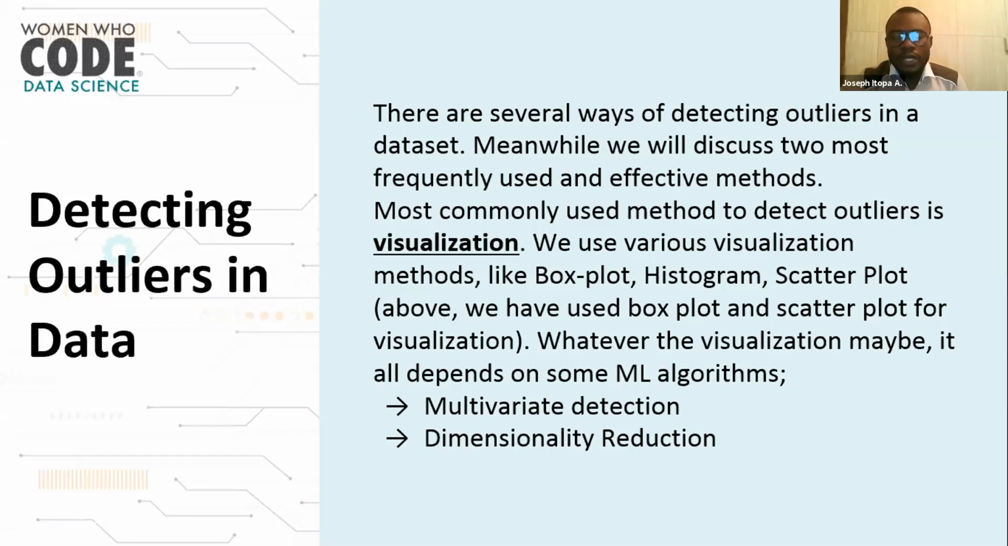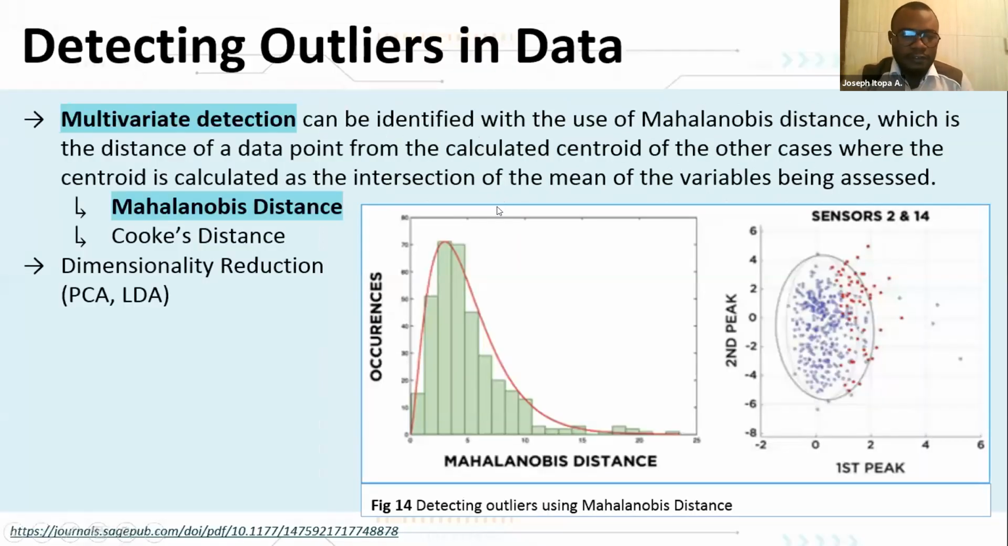But then we can take it further. We can decide to use multivariate detection or dimensionality reduction. Those are the two major ways of handling or detecting outliers in a data set. So, we are going to take a look at that. The first one is multivariate detection, and we can do this with the aid of Mahalanobis distance or Cook's distance.